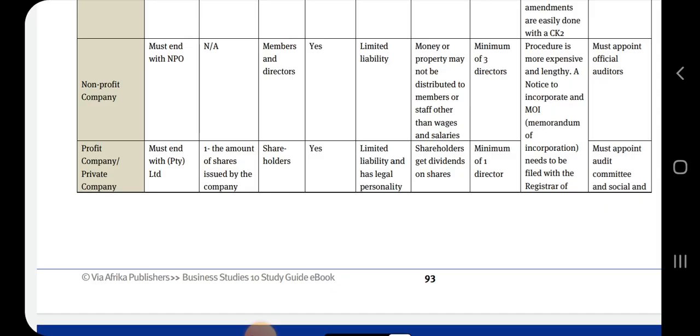And then there is continuity. And then there's limited liability. It has limited liability and has a legal personality. So a non-profit company doesn't have a legal personality but has limited liability, while a profit company has limited liability, meaning the debts of the business are not the debts of the owners, and the business has a legal personality, so it's identified as a legal person.